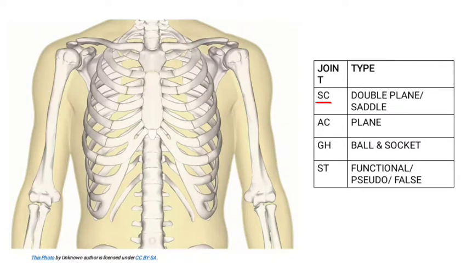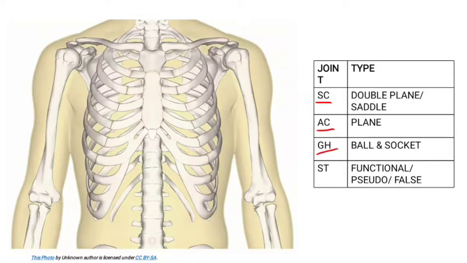The next joint we have is your AC joint, also known as your acromioclavicular joint. This is the joint formed here by the acromion process of your scapula and the lateral end of your clavicle. So your AC joint is a type of plane joint, only allowing gliding or sliding movements to occur within this joint.